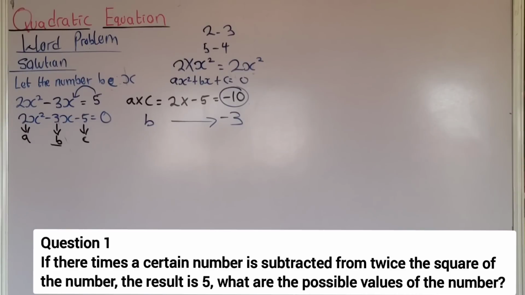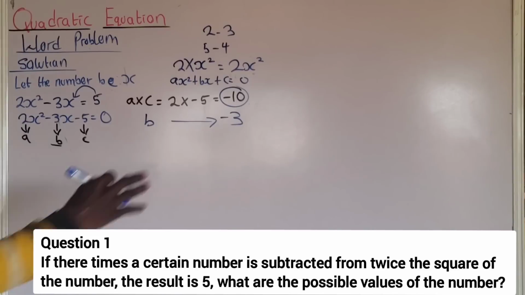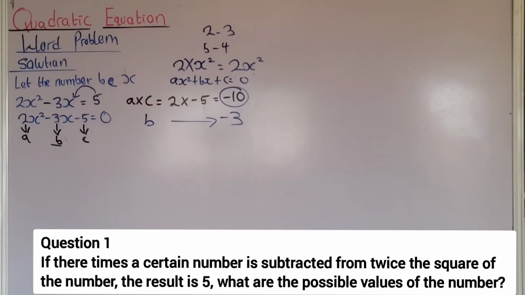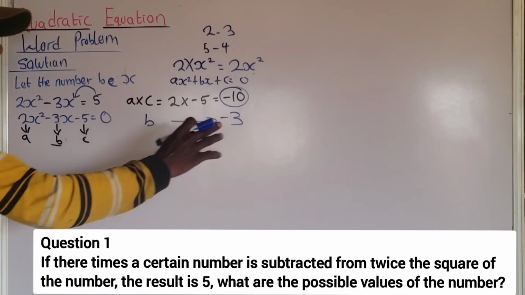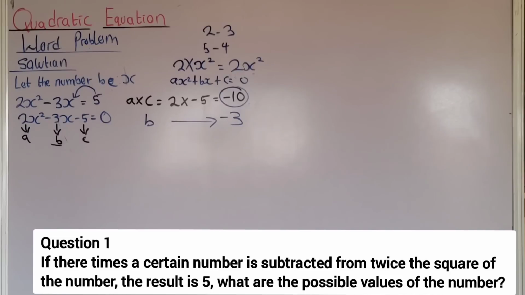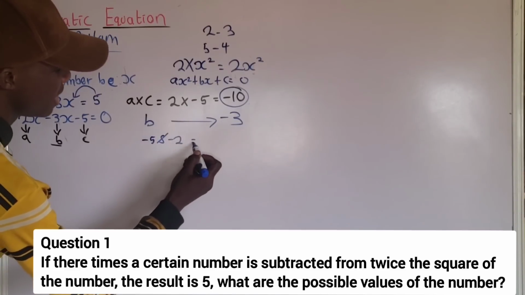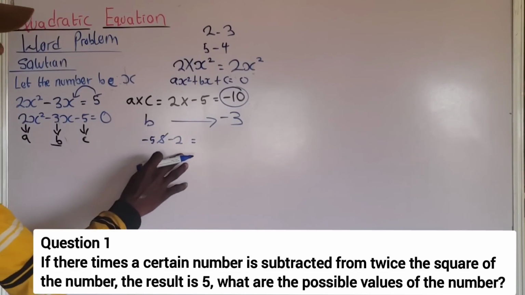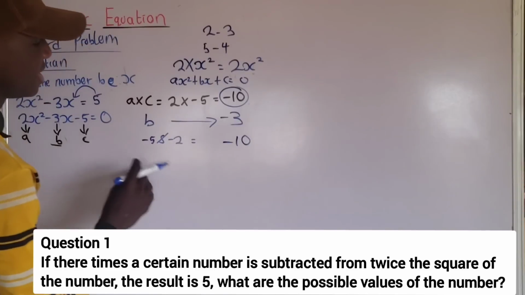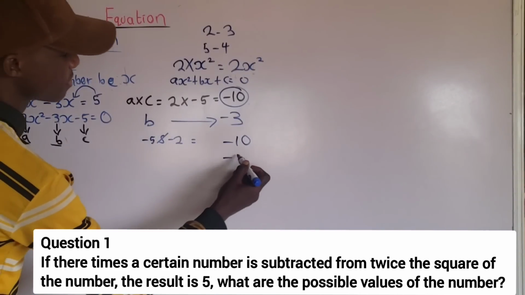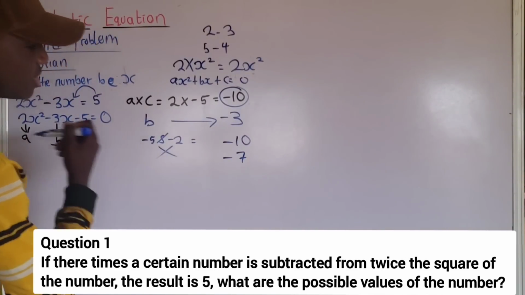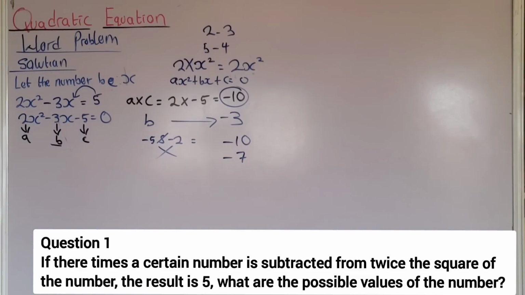Think of two numbers such that their product will be equal to negative 10 and their sum will be equal to negative 3. What are those two numbers? Should we use negative 5 and negative 2? Let's check. Negative 5 times negative 2, that will give us negative 10. Negative 5 plus negative 2, that will give us negative 7. So we cannot use this. This is not correct. Think of another two numbers.